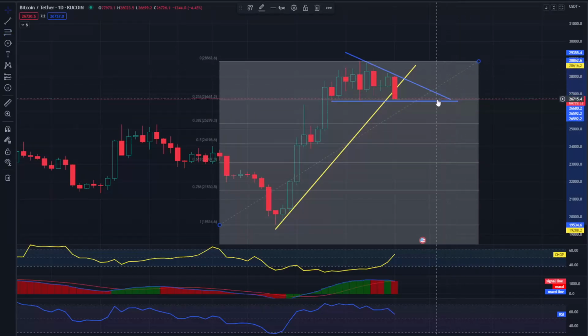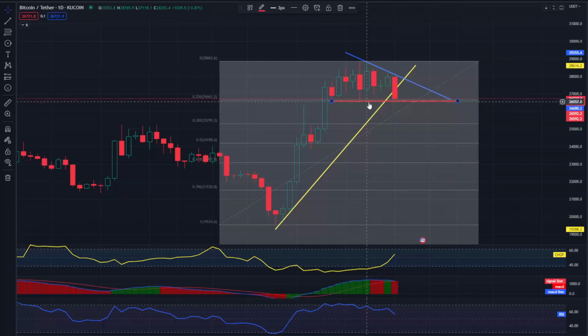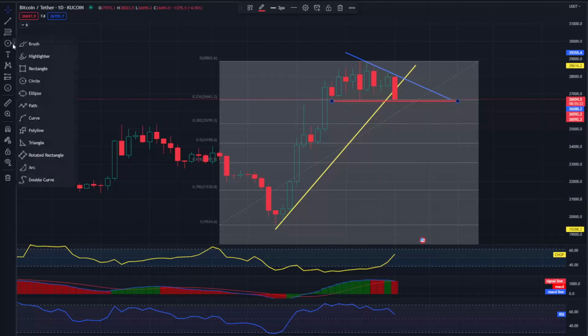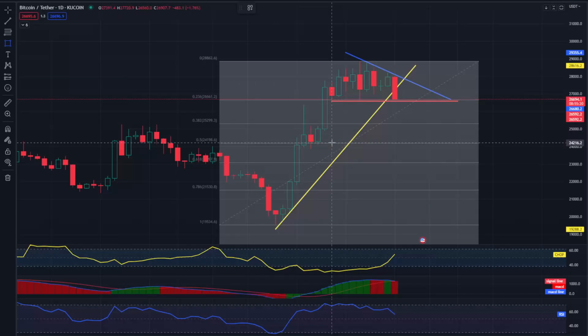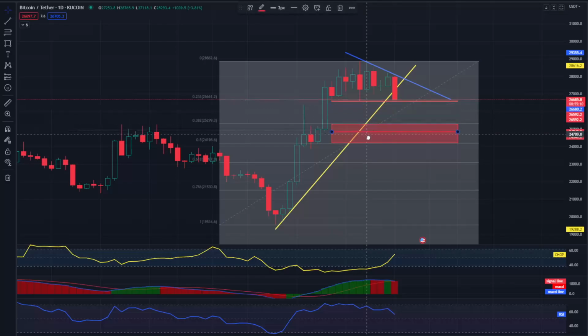Now we can move on to marking the places of support in the event of a correction. And here we have the first support at the triangle exit at $26,592. Then it is worth marking the support zone from $25,272 to $24,216. However, when we fall below this zone, we can see a drop to around $23,072.